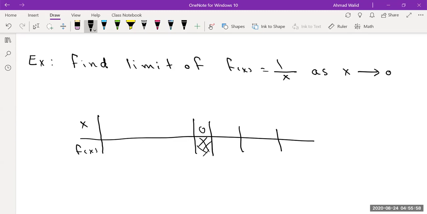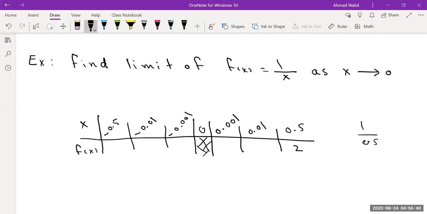For example, 3 values from the right, 3 values from the left. Start from 0.5. Here maybe 0.01. Here maybe 0.001. Here start with negative 0.5. Here maybe negative 0.01. Here maybe negative 0.001. If you plug in 0.5 here, what is 1 over 0.5? 1 over 0.5 gives you 2, right? Easy calculation. You don't need a calculator for this.